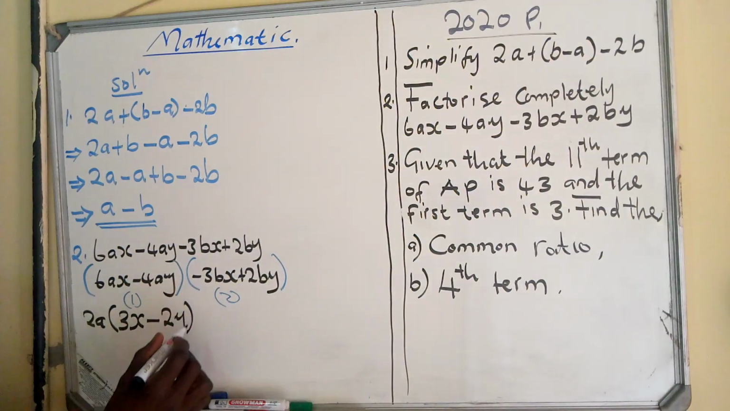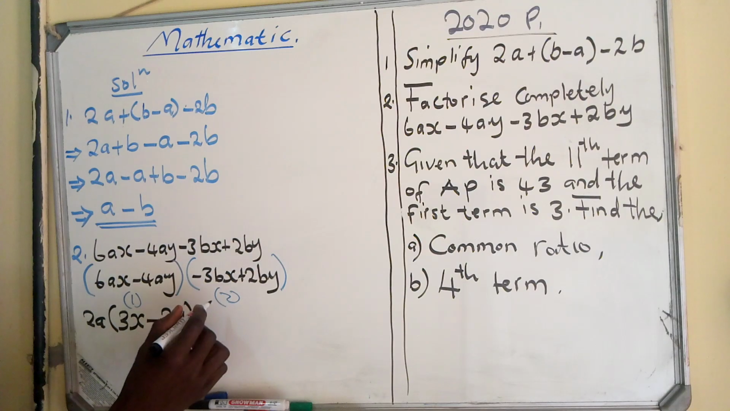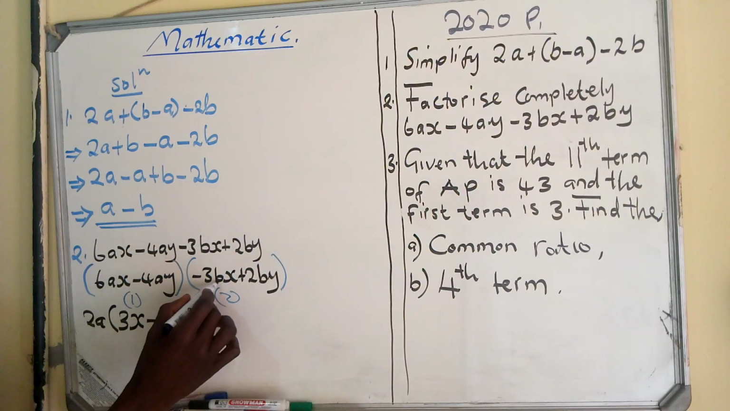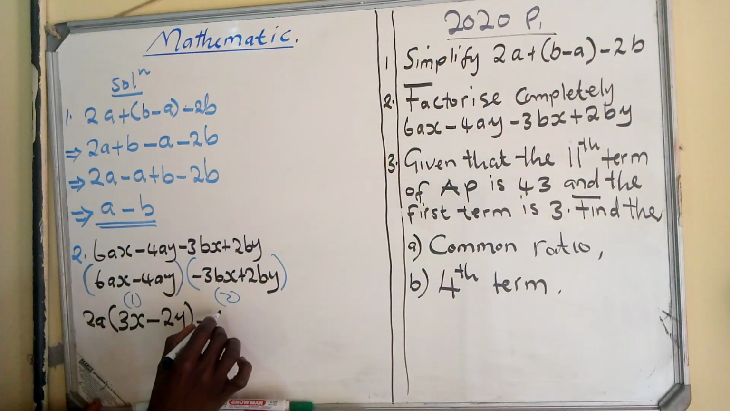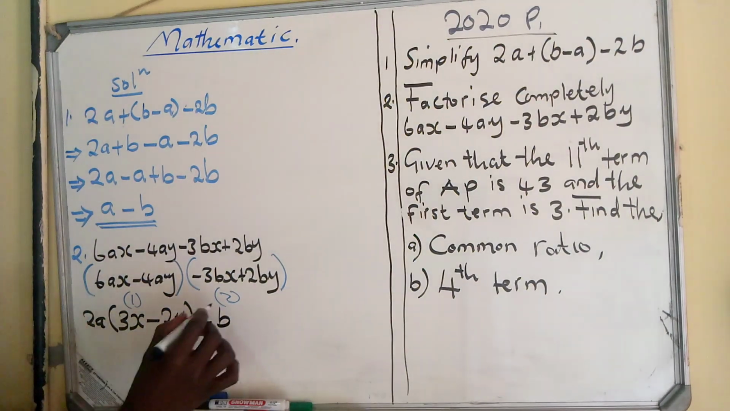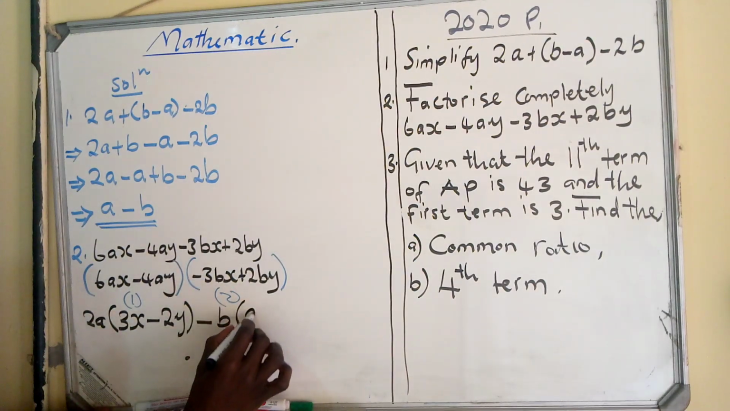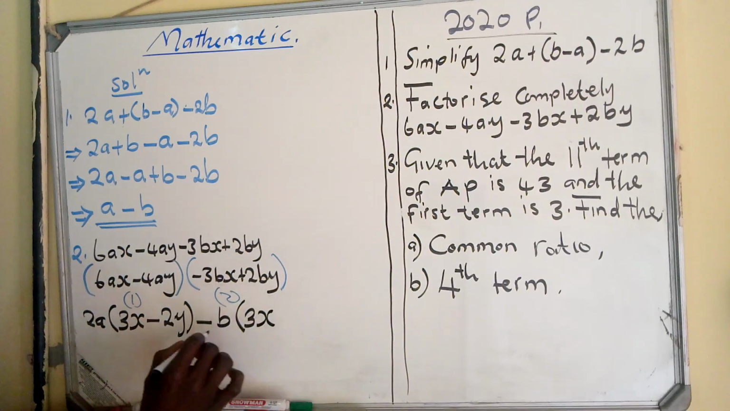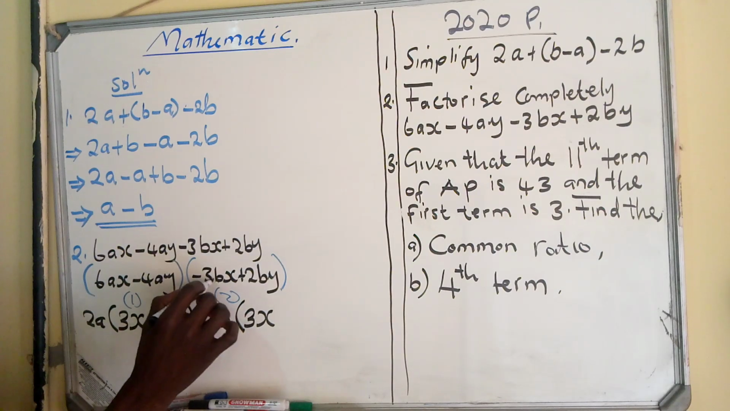And then here, what is common in group 2? In group 2, there is negative and there is positive there. There is b there. So we'll say negative what? We have negative b, like that. Okay, and then I will open the bracket. So what are we remaining with there? We're going to remain with the 3x, because if we multiply negative b with this, we're going to have negative 3bx.